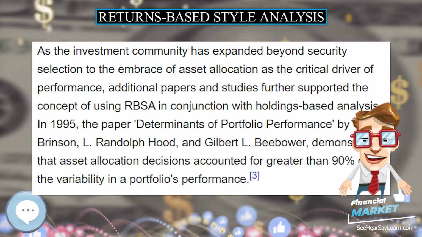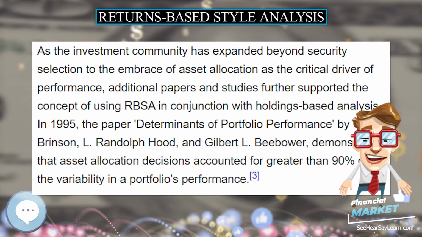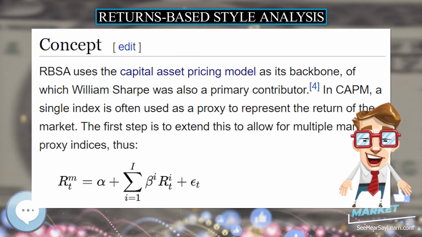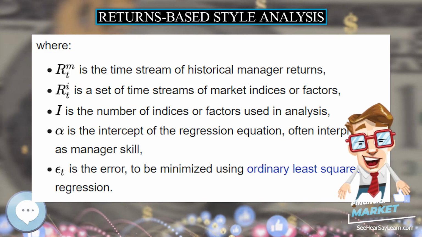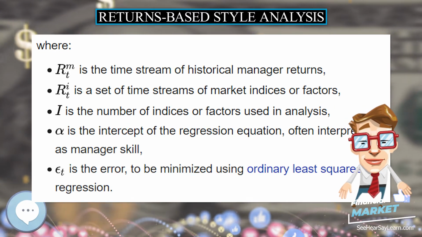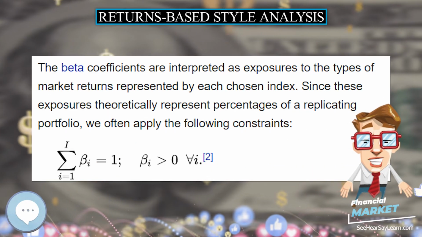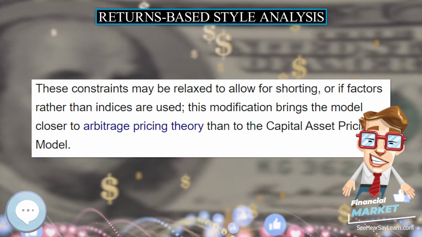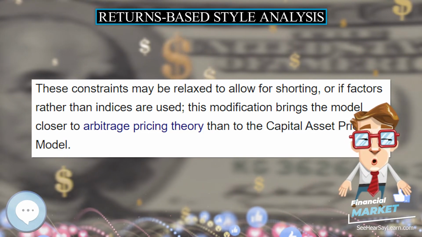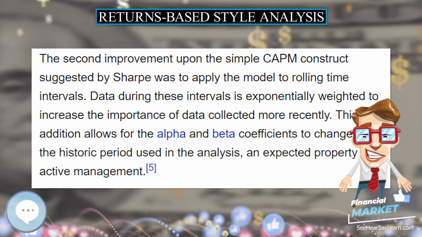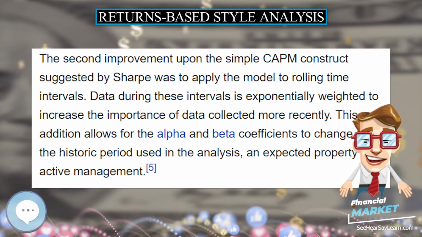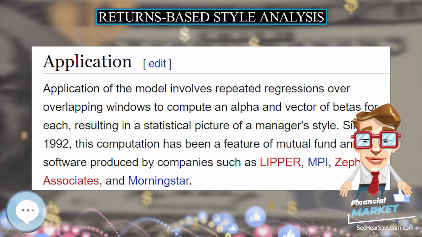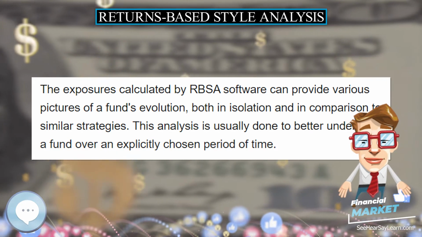These constraints may be relaxed to allow for shorting, or if factors rather than indices are used, this modification brings the model closer to arbitrage pricing theory than to the capital asset pricing model. The second improvement upon the simple CAPM construct suggested by Sharpe was to apply the model to rolling time intervals. Data during these intervals is exponentially weighted to increase the importance of data collected more recently. This addition allows for the alpha and beta coefficients to change over the historic period used in the analysis, an expected property of active management.